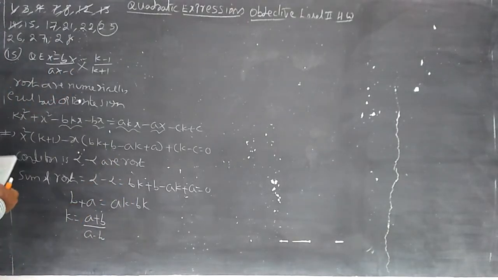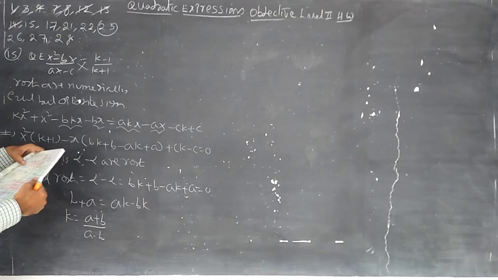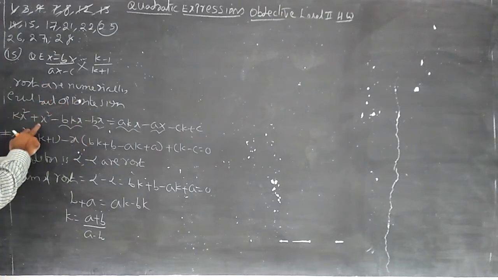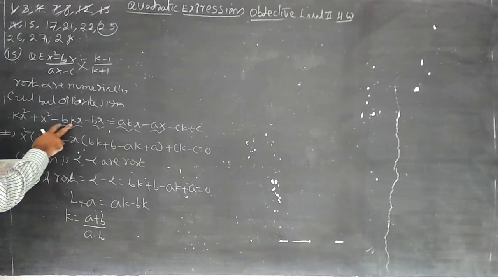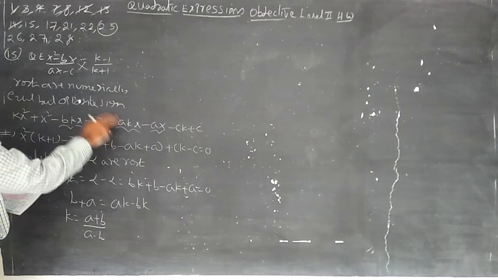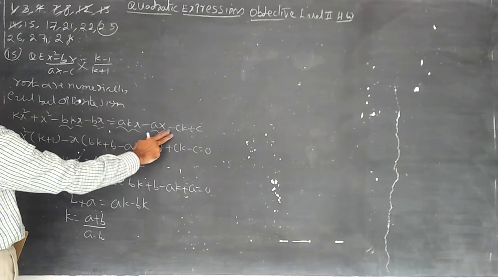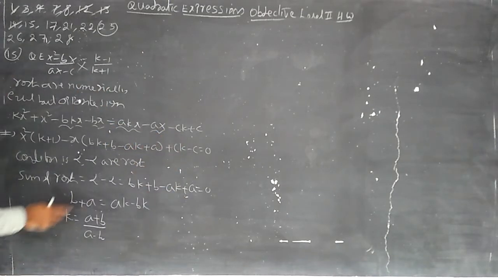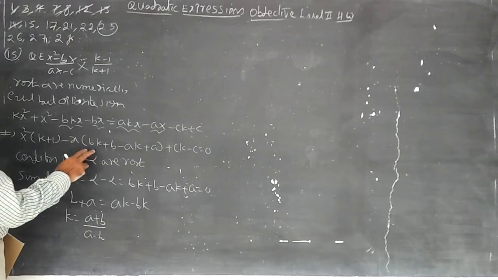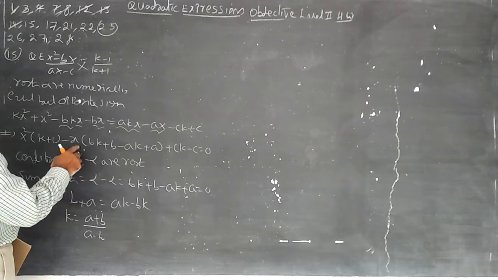Once we can verify: x square minus bx by ax minus c is equal to k minus 1 by k plus 1. Kx square plus x square minus bkx minus bx is equal to akx minus ax minus ck plus c. Until here it is okay. X square taken common, k plus 1 also should be there, students, even though it is no need.